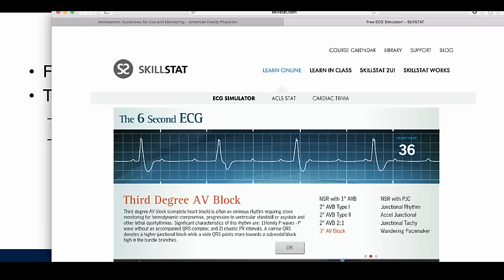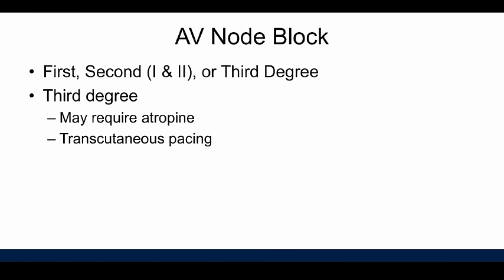The atrium's depolarizing, but the ventricle is depolarizing on its own, and the escape rate that the ventricle is typically able to depolarize at without stimulation across the AV node, I think of a number around 40 as a typical rate, and here you see that illustrated as a rate of 36. So you can imagine you're not going to sustain life, and you're going to have symptoms if your ventricle is only depolarizing 30-some times a minute. The drug therapy for this is typically something like atropine that would cause an increase in the heart rate, and then transcutaneous pacing is going to be employed if necessary.